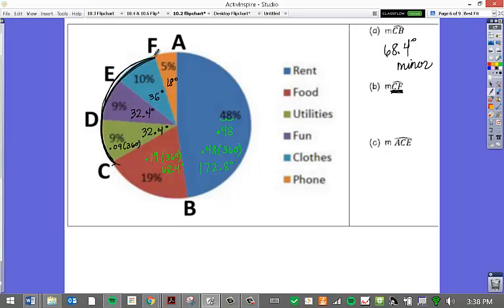So I'm going to add this green part, this purple part, and this blue part all together. So those 3 angles, 32.4 plus 32.4 plus 36. And that gives me 100.8 degrees. The measure of that arc is 100.8.